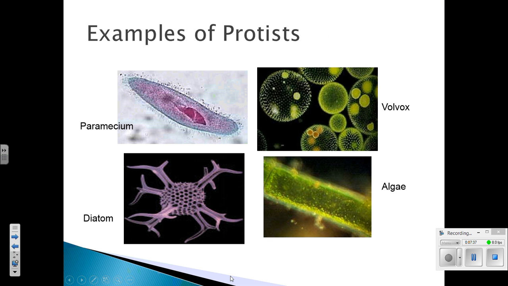So here's just some more pictures of protists. They're mainly microscopic, so you have to have a microscope to see them. Probably one you're most familiar with is algae, and they live in these big colonies. Obviously, algae can form huge colonies in order to survive.